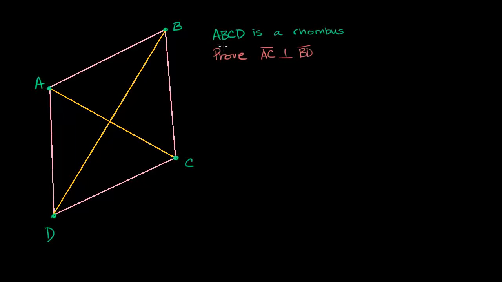We're told that quadrilateral ABCD is a rhombus, and what they want us to prove is that its diagonals are perpendicular, that AC is perpendicular to BD. Now let's think about everything we know about a rhombus.